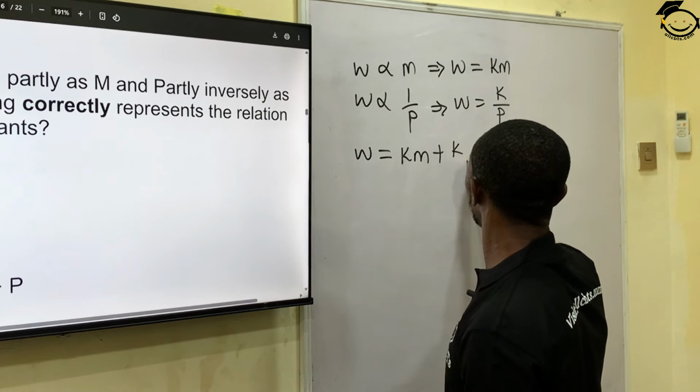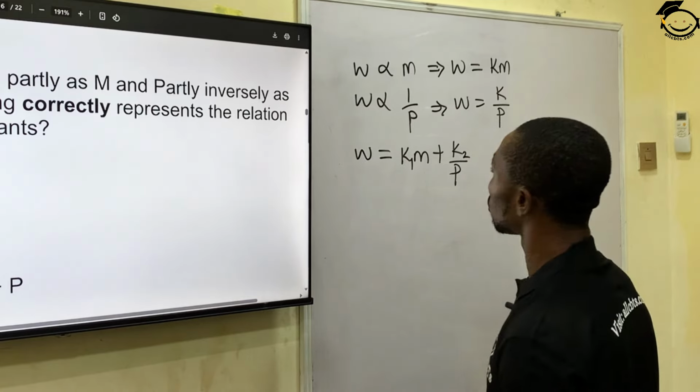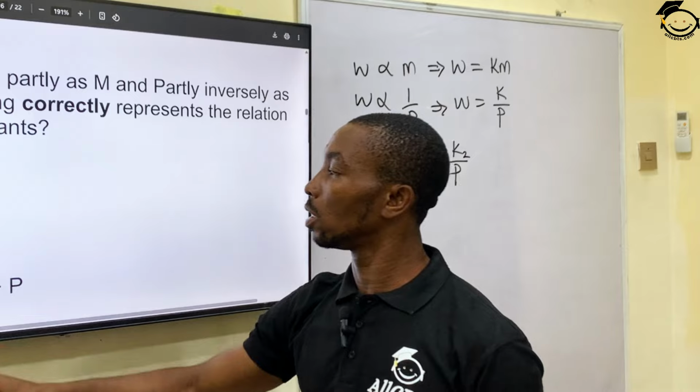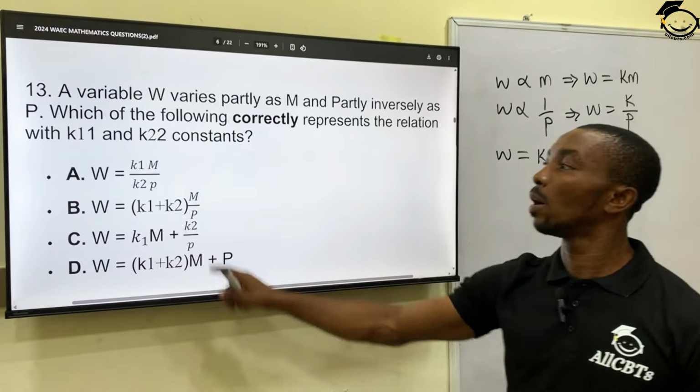plus k over p. So we can call this k1 and call this k2. So our function there will become option C. W equals k1m plus k2 over p.